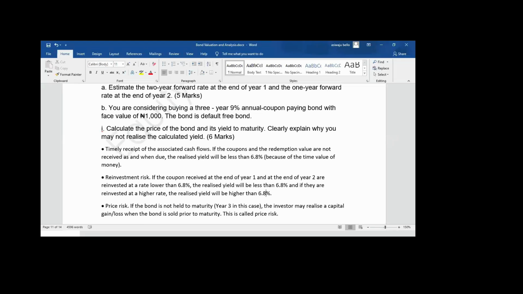But if the bond is not held to maturity, the investor may realize a capital gain or loss. By selling the bond prior to maturity, you can make a profit or loss, and that will affect the realized yield. So those are the reasons why the investor may not realize the yield calculated.